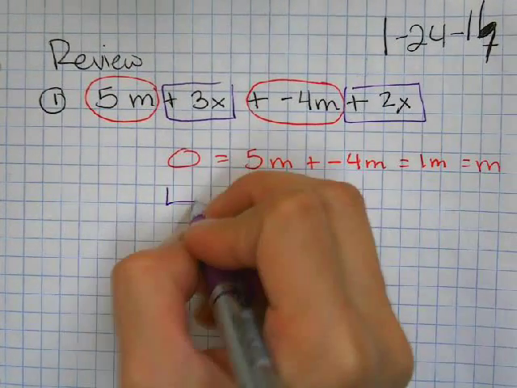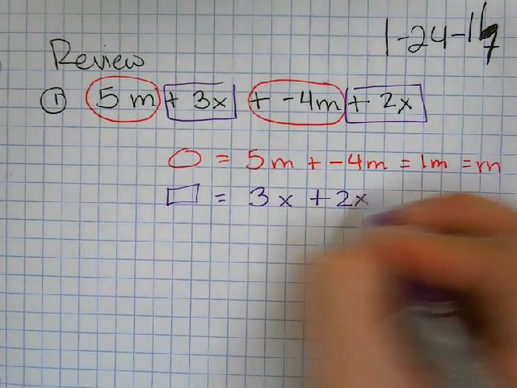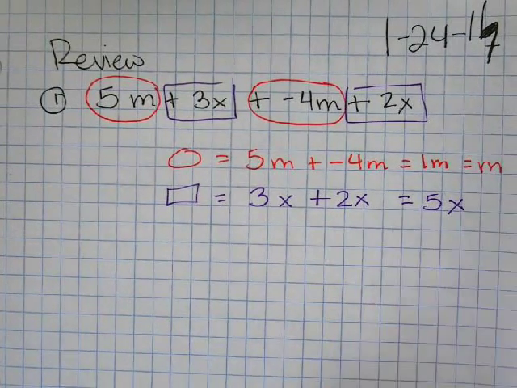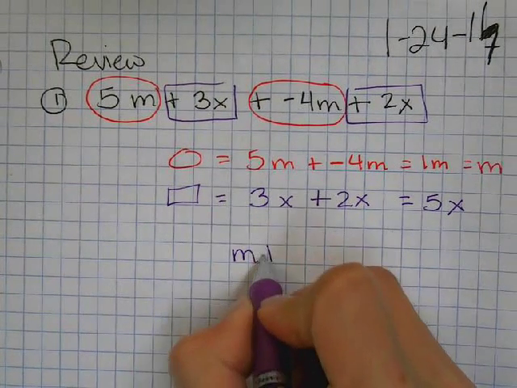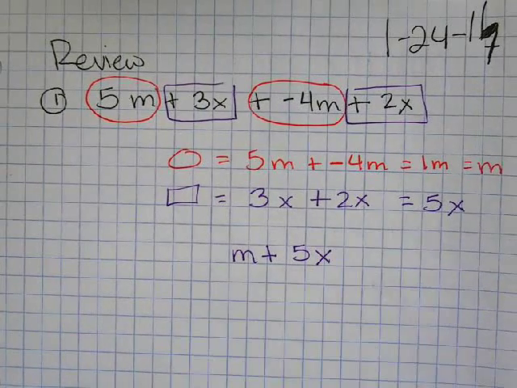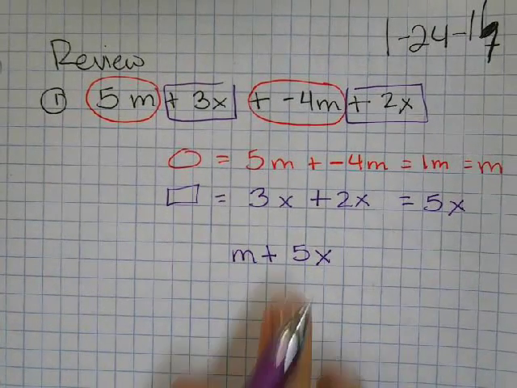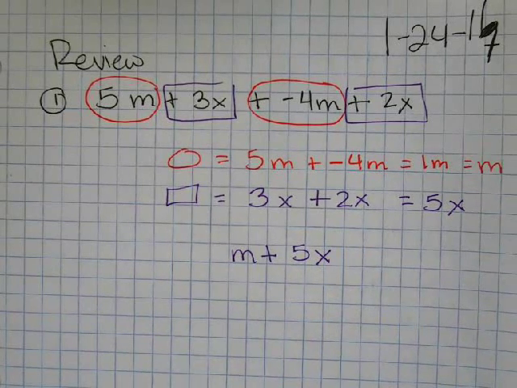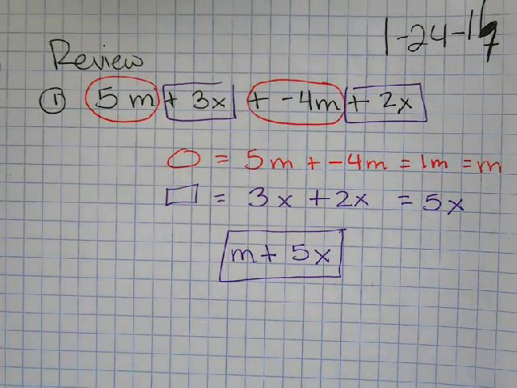Okay, we're going to square. So in my squares is 3x plus 2x. What's 3x plus 2x? 5x. So what's your final answer? Good. Now, do you want to know the algebra way of writing this? The correct grammar? It has to be in alphabetical order. Right? So is it in alphabetical order? Yeah. So this would be considered the proper way of writing your answer.